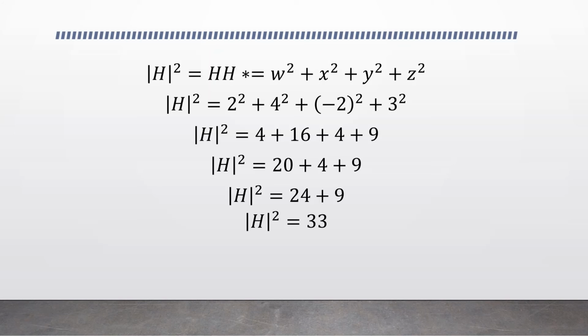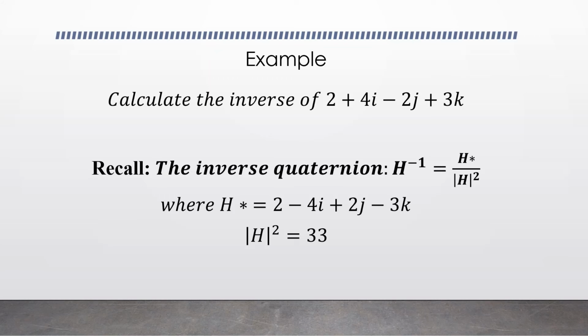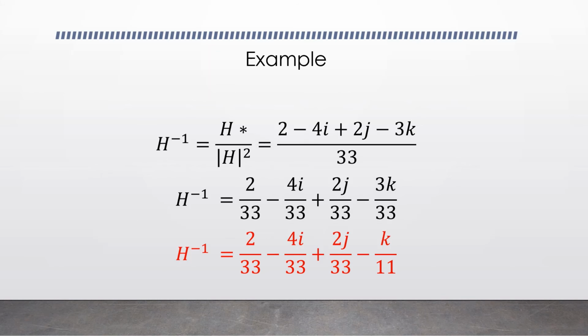Now that we know what the conjugate and the square norm are, we are ready to solve for the inverse quaternion by plugging our answers into the formula. Let's recall that the inverse quaternion is equal to the conjugate over the square norm, where the conjugate equals 2 minus 4i plus 2j minus 3k, and the square norm is 33. Now we can calculate the inverse.